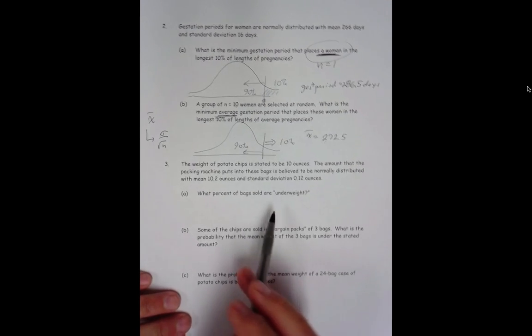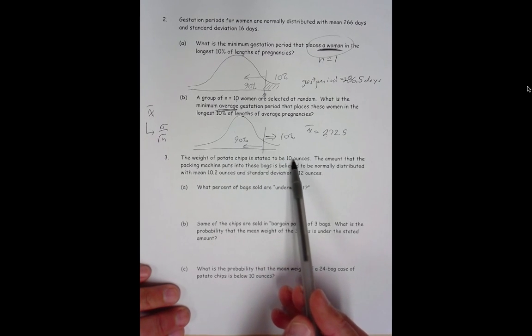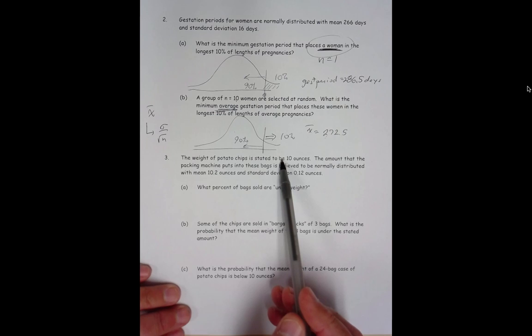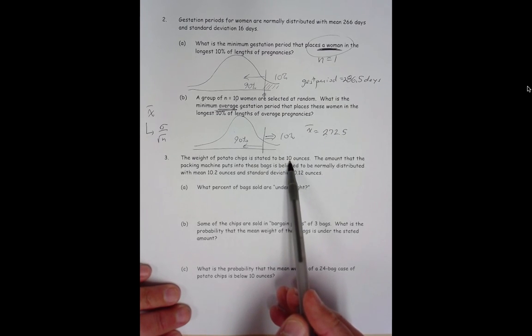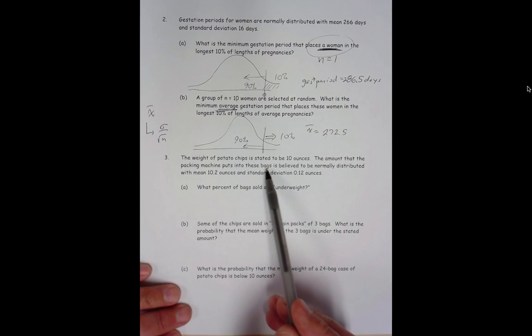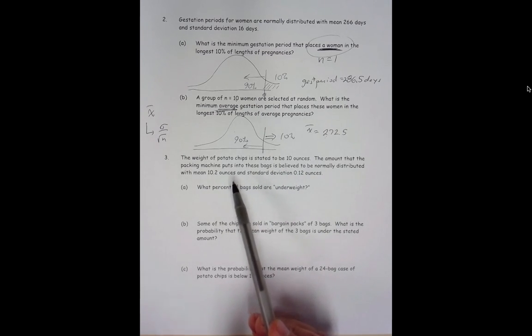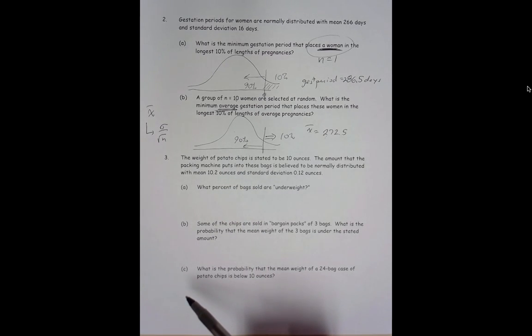Okay, number 3, the weight of potato chips is stated to be 10 ounces. It never is. This is within some degree of measurement tolerance or measurement error and measurement accuracy as much as anything. The amount that the packing machine puts into these bags is believed to be normally distributed with a mean of 10.2 ounces and a standard deviation of 0.12 ounces.